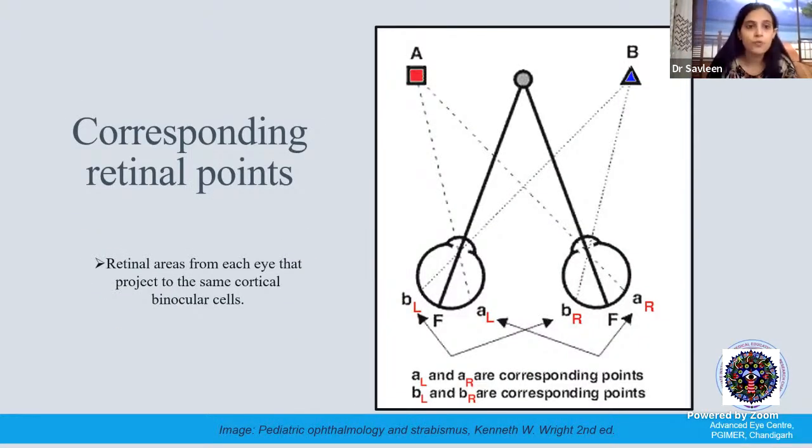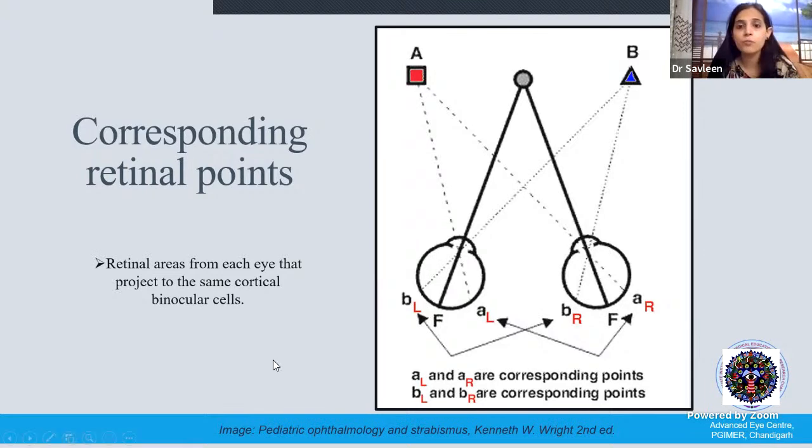Now, the first most important point that we need to understand is the concept of corresponding retinal points. It seems a little bit logical: two retinae, two fovea, and then two corresponding points in every eye. So just for an instance, this point A, if I want to look at something on point A, then there is an image being formed in the right eye and an image being formed in the left eye, and one single point on the retina is giving that signal to the brain.